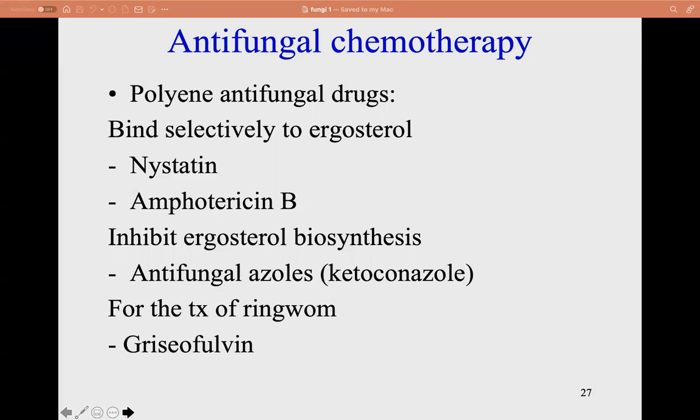And then there are also antifungal drugs known to inhibit the synthesis of ergosterol, and these are the antifungal azoles, like ketoconazole, itraconazole, and voriconazole. And then we have also an antifungal drug used for the treatment of ringworm, like griseofulvin.